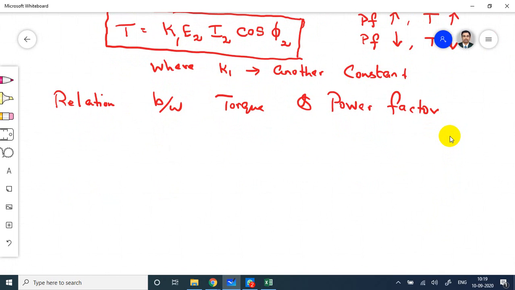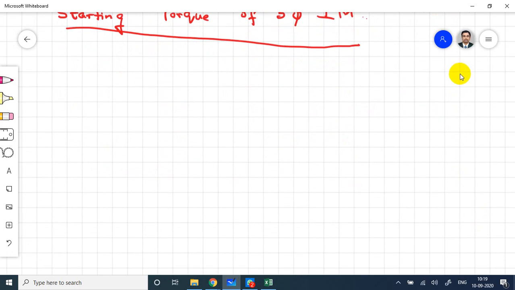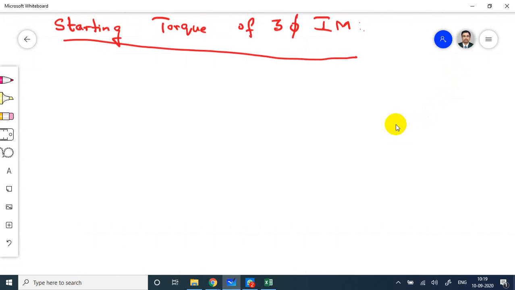Now we are going to see how to calculate the starting torque of a 3-phase induction motor. What is meant by starting torque? The torque developed by the motor at the instant of starting.